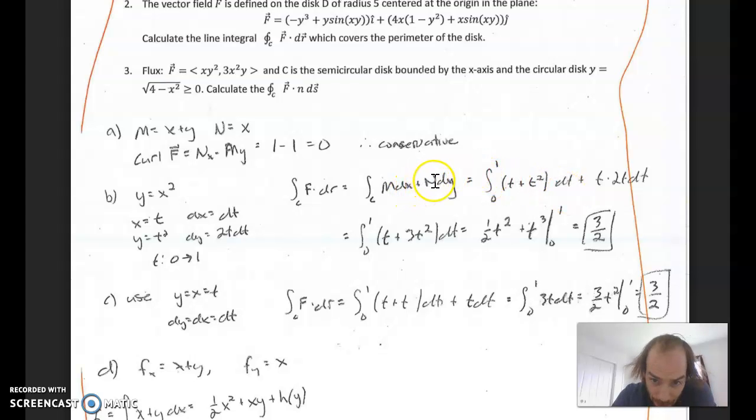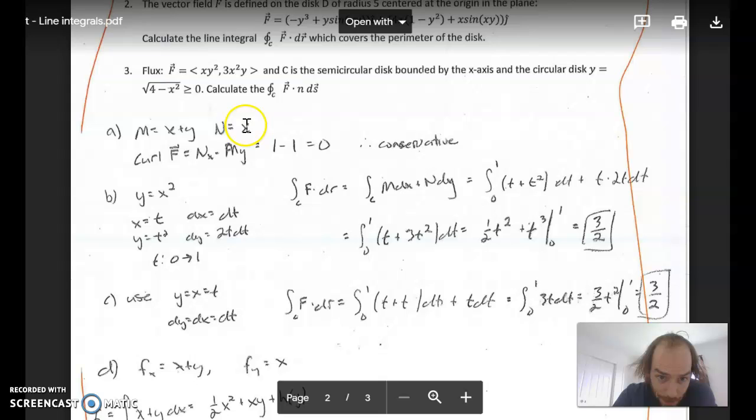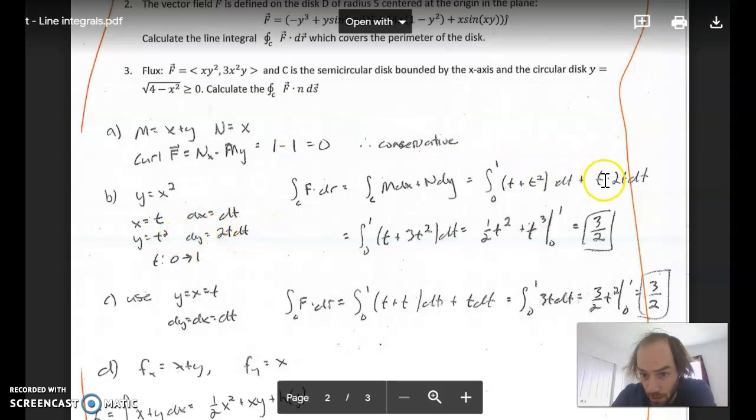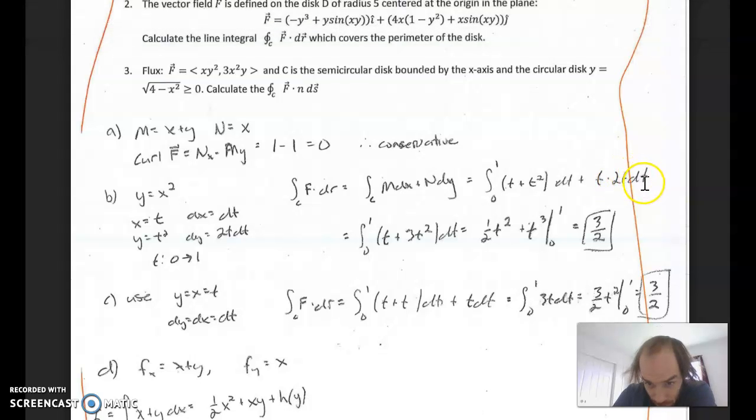And then I need to do the N dy part. Well, N is x, and x is t. And then dy is 2t dt. So I get t times 2t dt. And all that is going to get integrated from 0 to 1. So from there, I just combine some like terms. I have 3t squared and a t. Integrate from 0 to 1. I get power rule, and I get 3 halves. Hopefully you're okay with that.